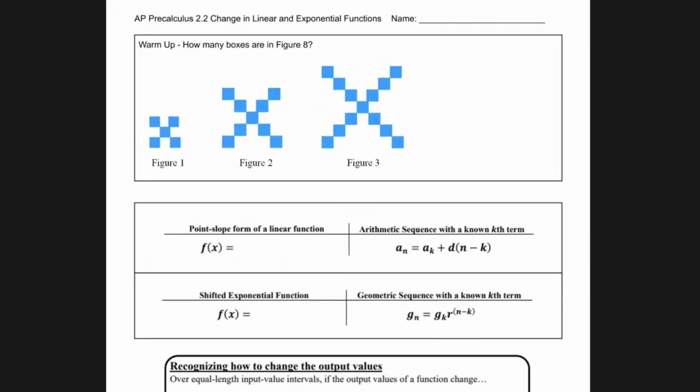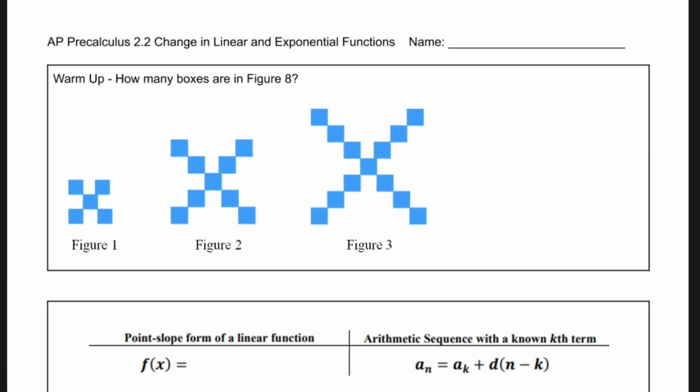All right, getting right into it. We've got ourselves a warm-up. How many boxes are in figure 8? Figure 8, my favorite skating thing. We got 5 here. We got 9 there. You're going to be 13 there. Oh, well, would you look at that?